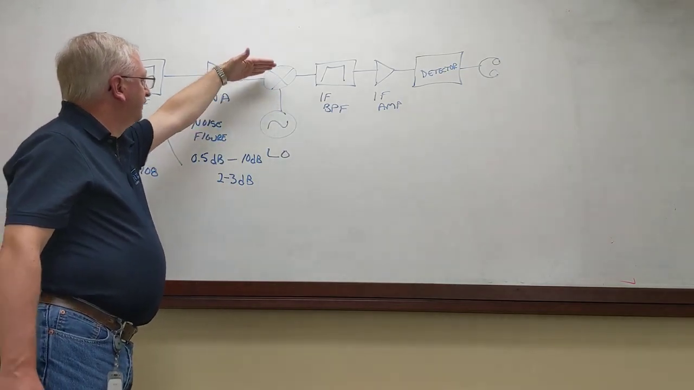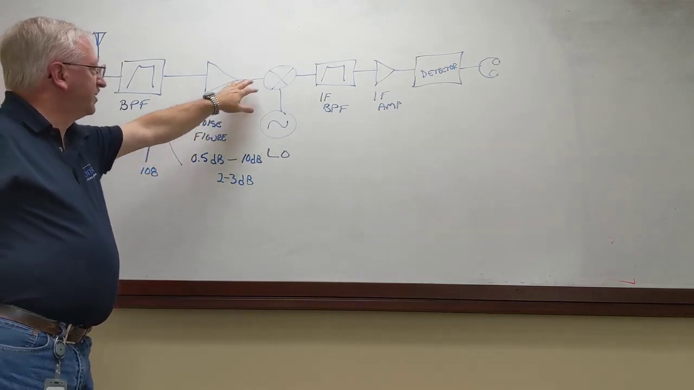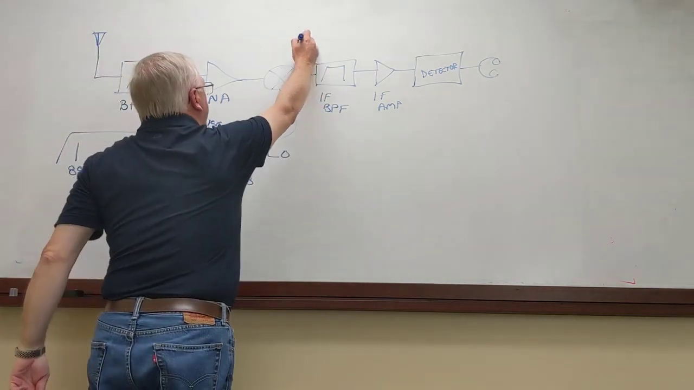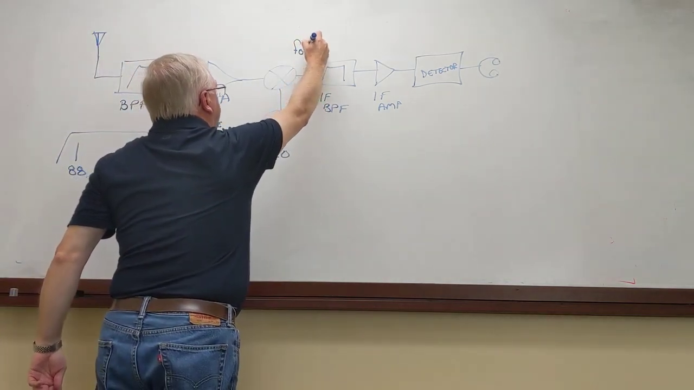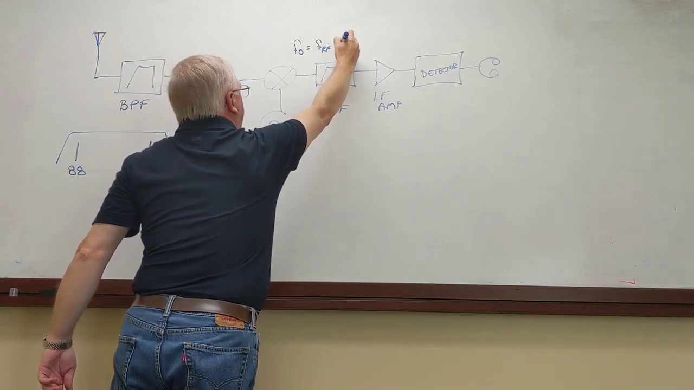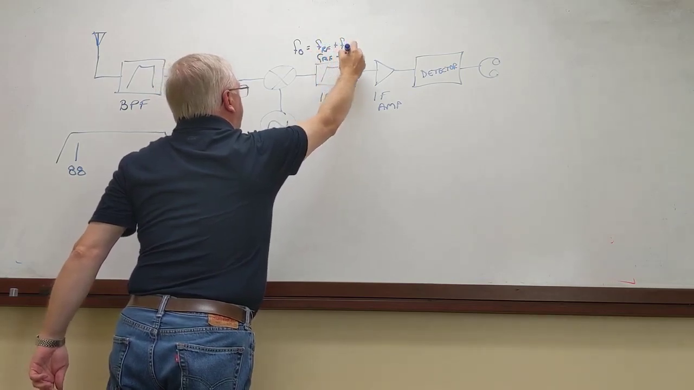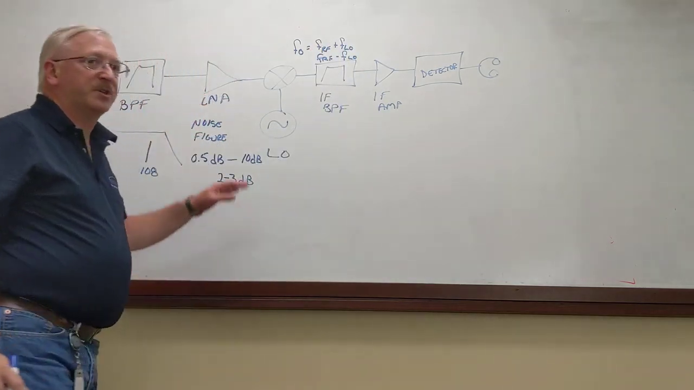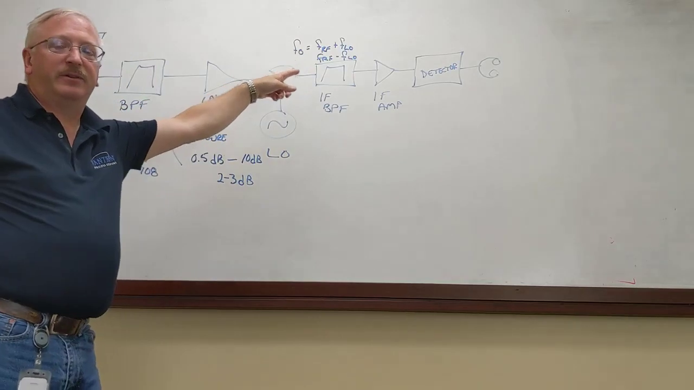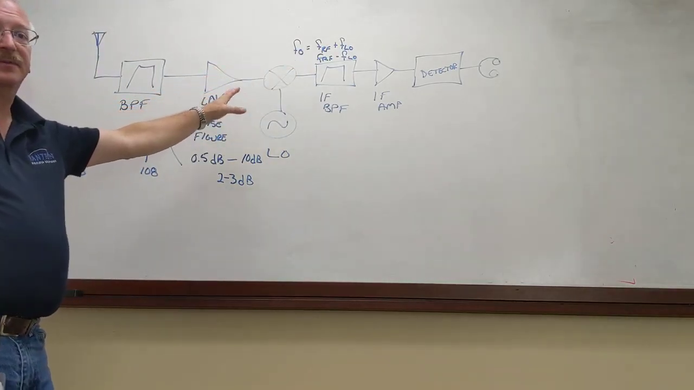And then that drives the mixer. And the mixer is fed by the LO. What a mixer does is it gives you the frequency out is the frequency of the RF plus the LO, or the frequency of the RF minus the LO. And the way a mixer works, it's basically a multiplier. And so you get both sets of frequencies out, which are known as intermediate frequencies.